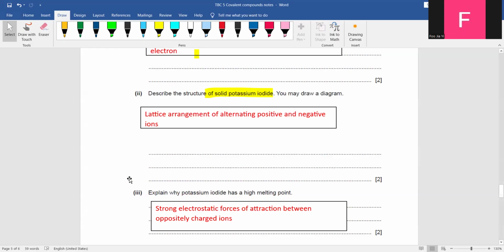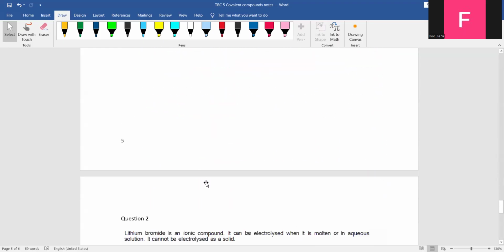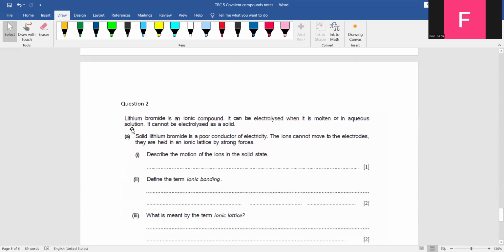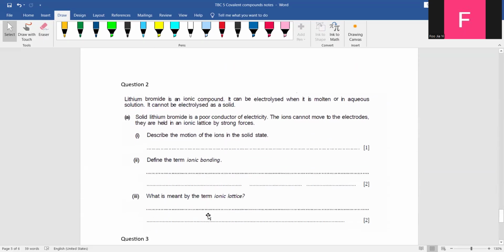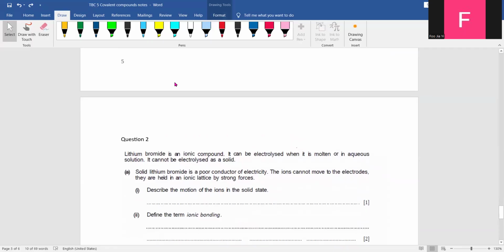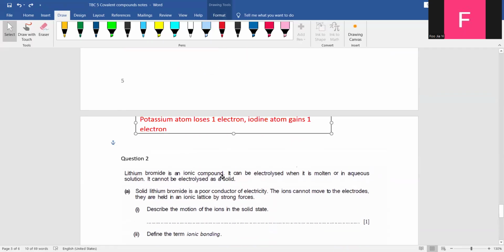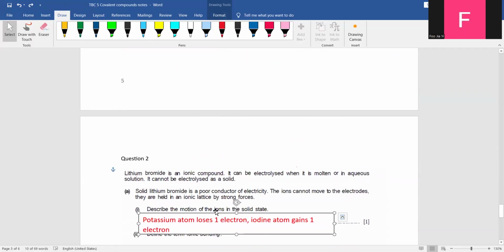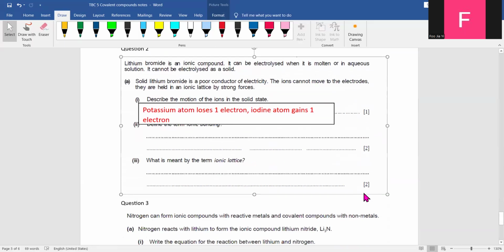Okay, got it? All right, next question. Did you all do this? Yes, lithium bromide is an ionic compound. It can be electrolyzed when it is molten or in aqueous solution.